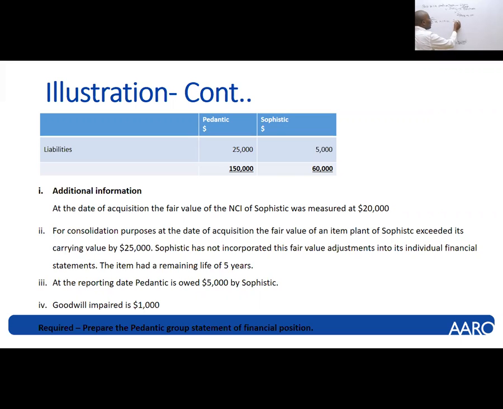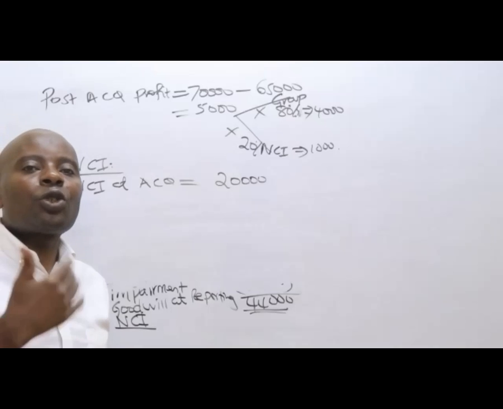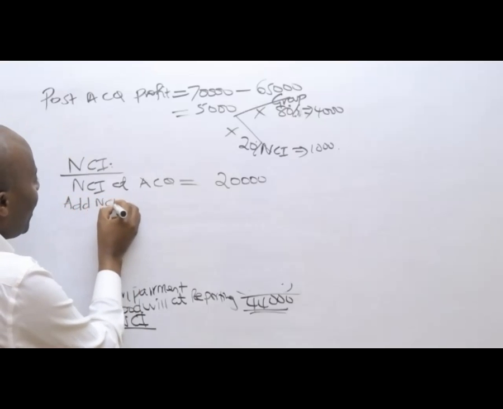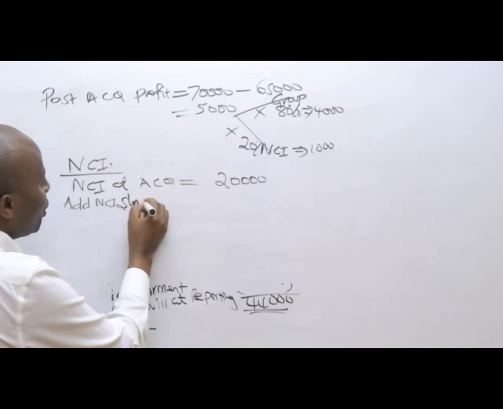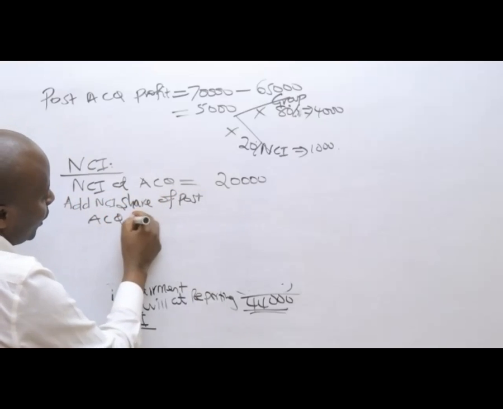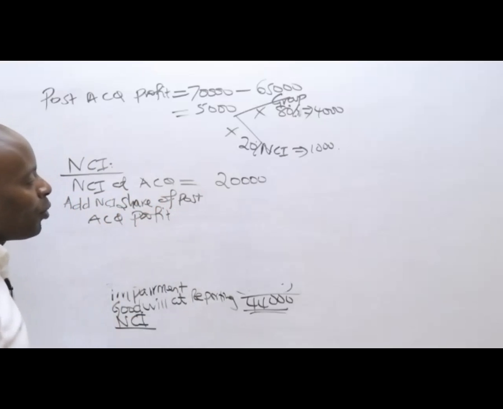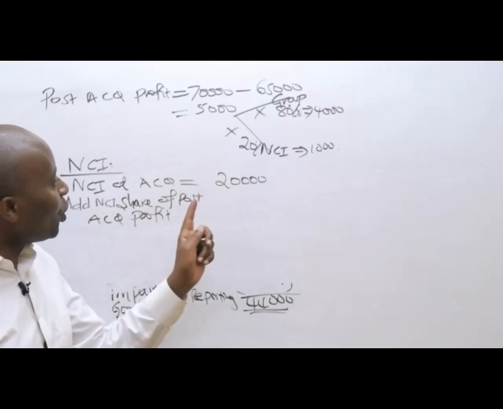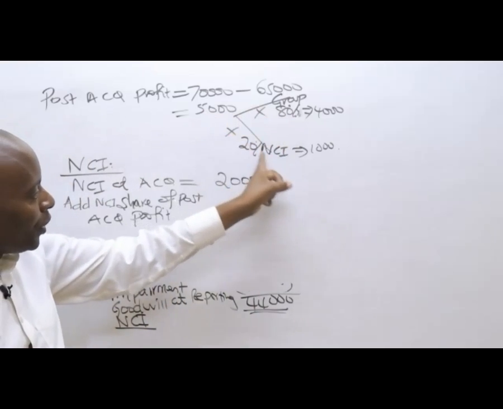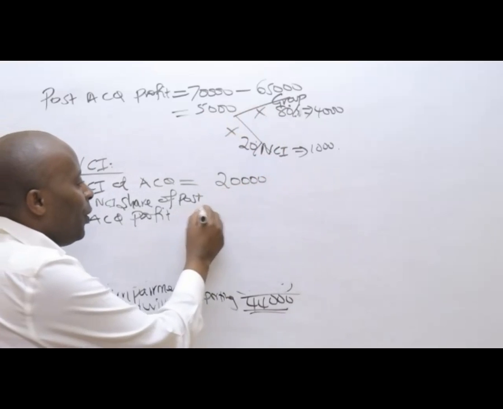Now, ladies and gentlemen, we know that NCI's value grew with time. Grew with time because of what here? The post-acquisition profit. So come and add NCI's share of post-acquisition profit. So post-acquisition profit, what do we have? I can remember the 5,000 figure. We said the group will take 4,000. We said NCI 1,000. So I'm adding this because it's a profit, 1,000.